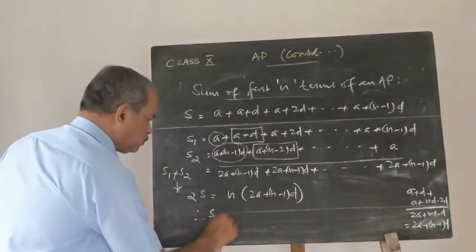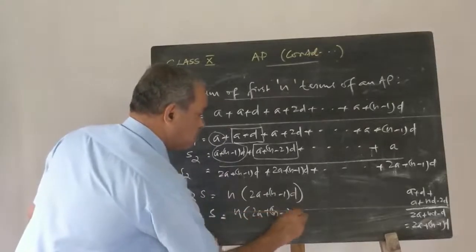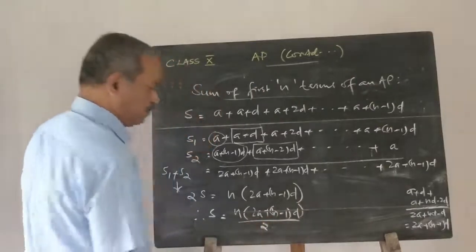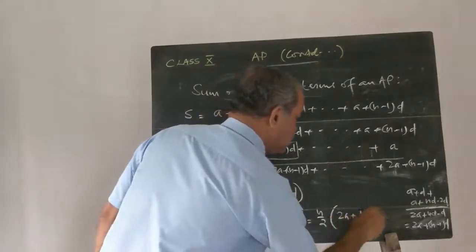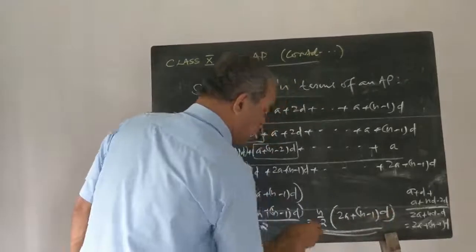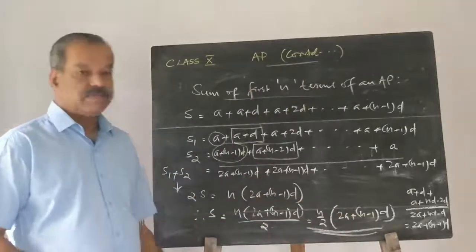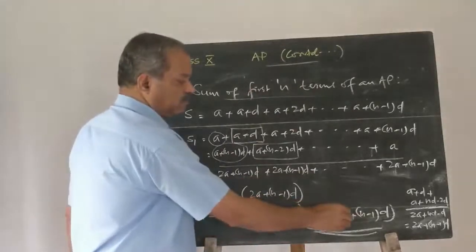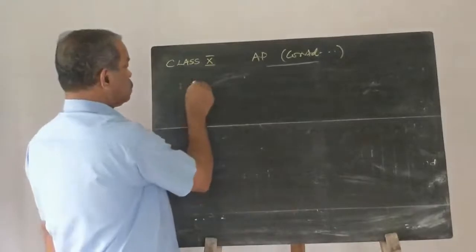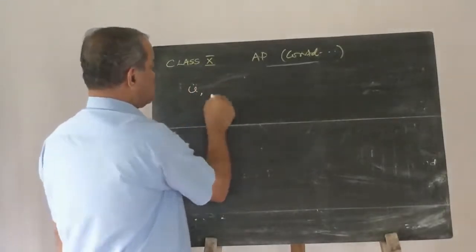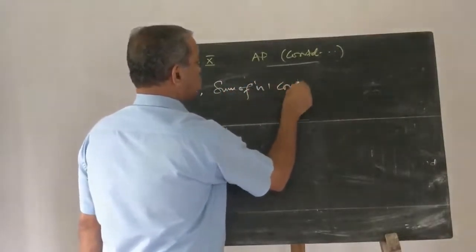So what is S, the sum? n into 2a plus n minus 1 into d whole divided by 2, which is equal to n by 2 into 2a plus n minus 1 into d. This is the sum of first n terms of an AP. Here n is the number of terms, a is the first term, d is the common difference. That is, we have the sum of n consecutive terms.